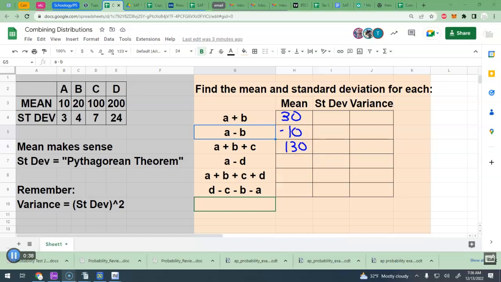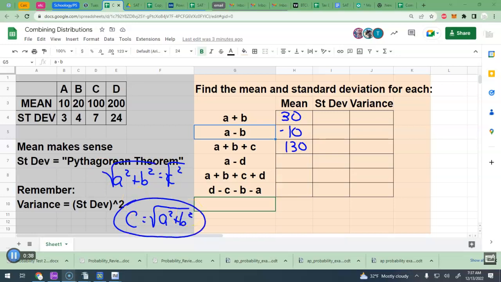You've got to do basically the Pythagorean theorem. If you remember, it's A squared plus B squared equals C squared. If I wanted to get C by itself, what do I do to both sides? You square root everything, right? So C equals the square root of A squared plus B squared. That's what we're going to use for standard deviation.